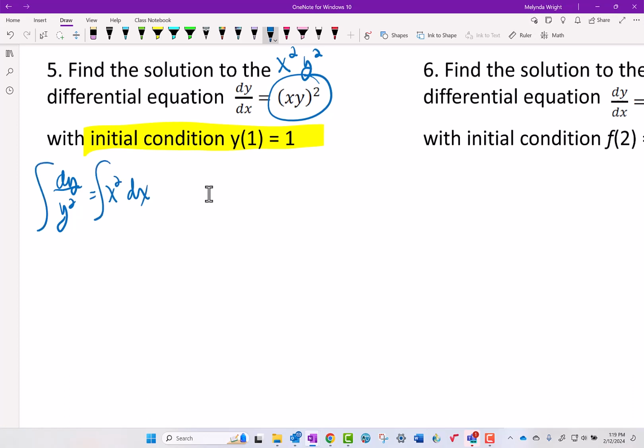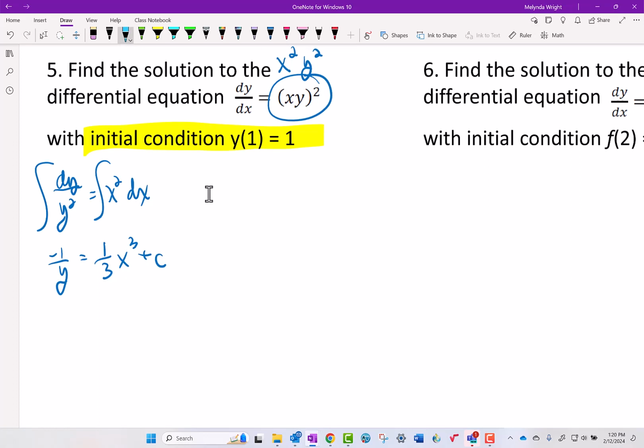Step 2, integrate. So on the left side, that's the reversal power rule, which we have already done up above. If you recall, that antiderivative turned out to be negative 1 over y. Okay. The antiderivative of x squared, we do the reversal power rule. We get 1/3 x cubed plus c. Now, we stop right now. We stop and we find c. I highly recommend for you to stop and find c. Okay, so let's do that.